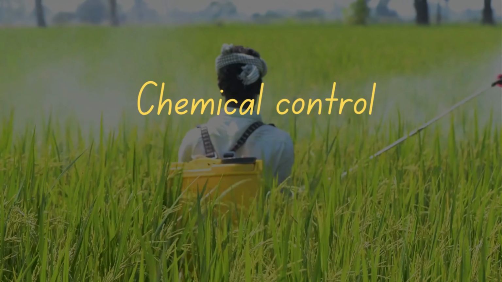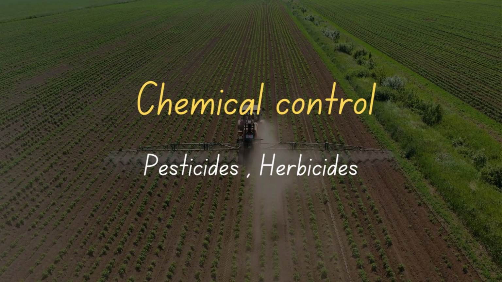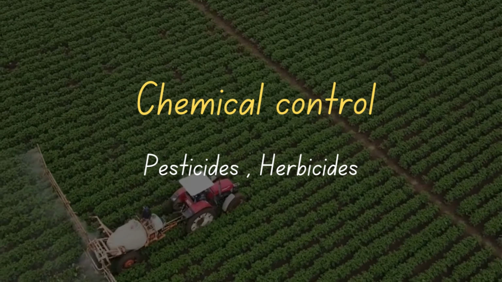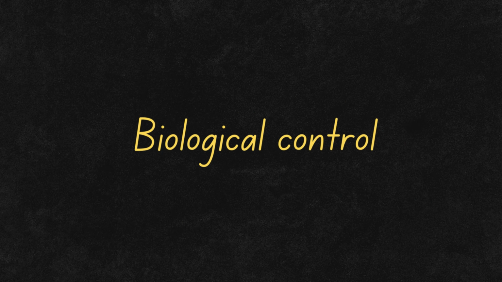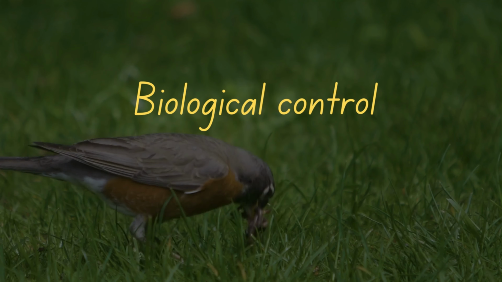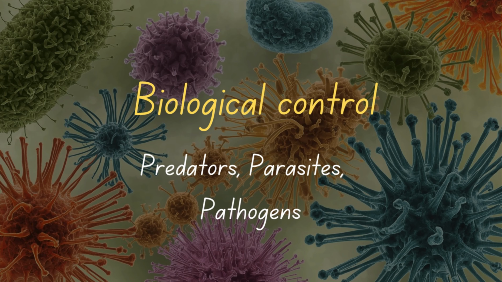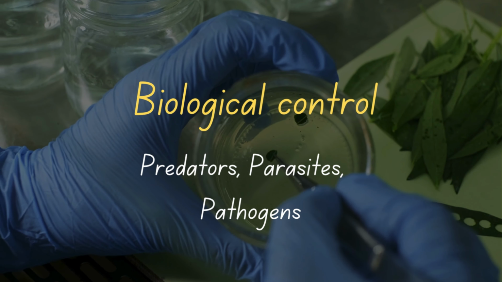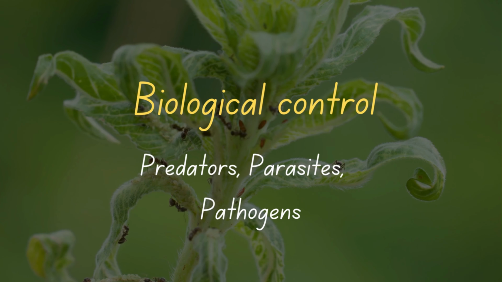Chemical control uses pesticides or herbicides to reduce invasive populations. While effective in some cases, this approach carries risks, including harm to non-target species and environmental contamination. Biological control involves introducing natural enemies, such as predators, parasites, or pathogens, to regulate invasive populations. This method requires strict scientific evaluation, as poorly planned biological control can create additional ecological problems.